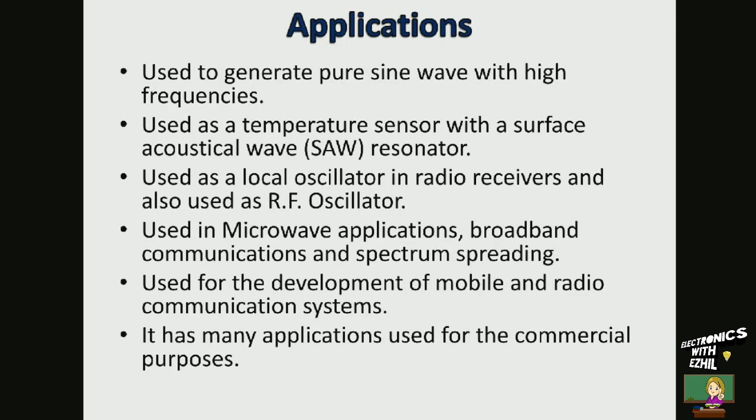Applications. Colpitts oscillators are used to generate pure sine waves with high frequencies. They are used as a temperature sensor with a surface acoustic wave resonator. They are used as a local oscillator in radio receivers and also used as an RF oscillator. Used in microwave applications, broadband communications and spectrum spreading. Used for the development of mobile and radio communication systems. They have many applications used for commercial purposes.